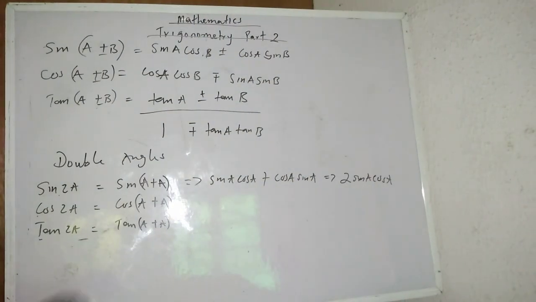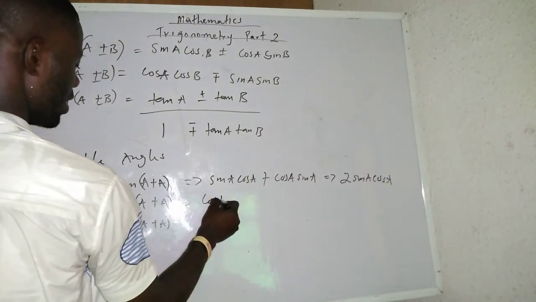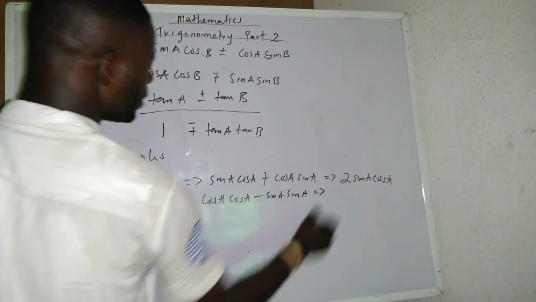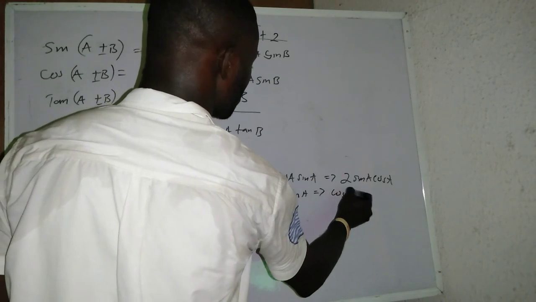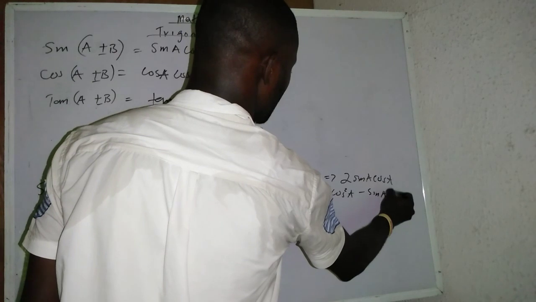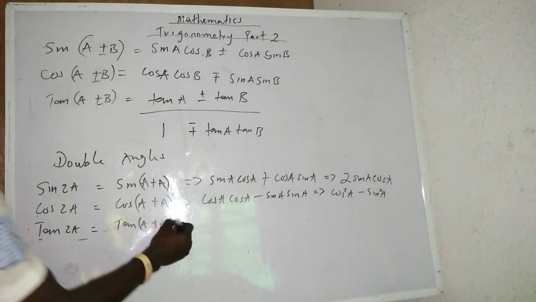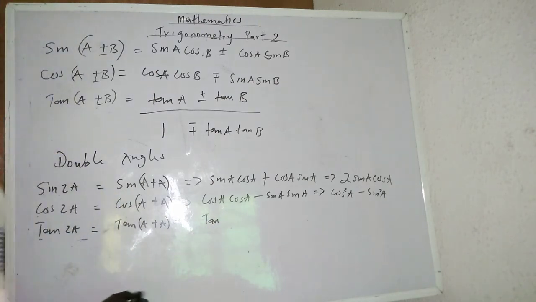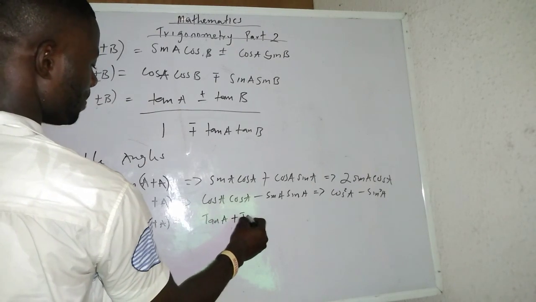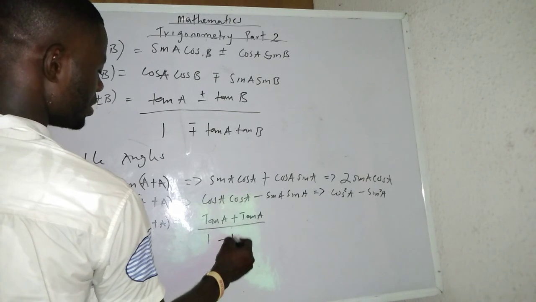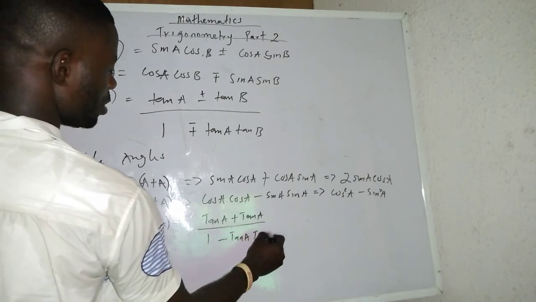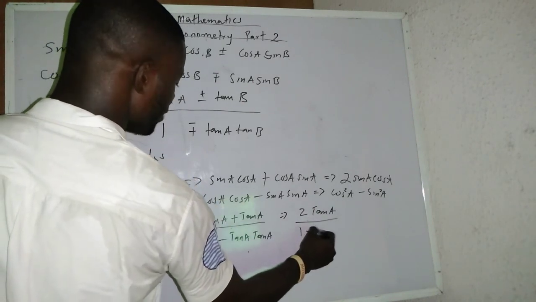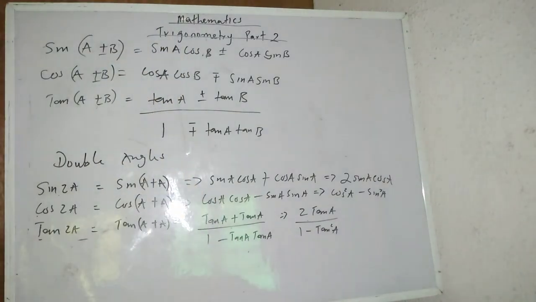Now, cos 2A will be cos A cos A minus sine A sine A, which implies cos squared A minus sine squared A. And for tan, I can say tan A plus tan A all over 1 minus tan A tan A, which implies 2 tan A all over 1 minus tan squared A. That is double angles.